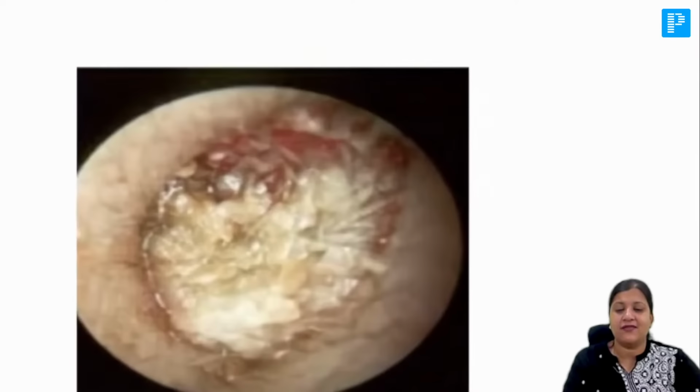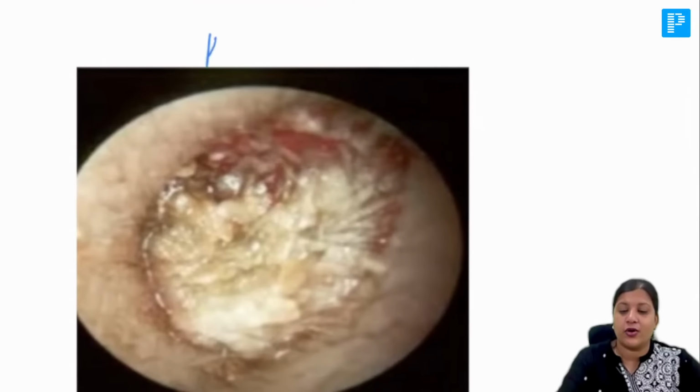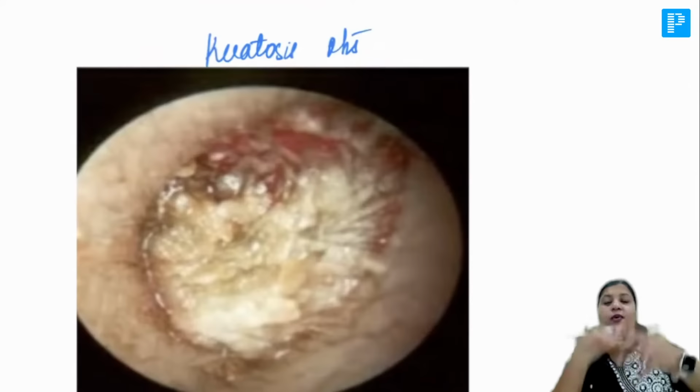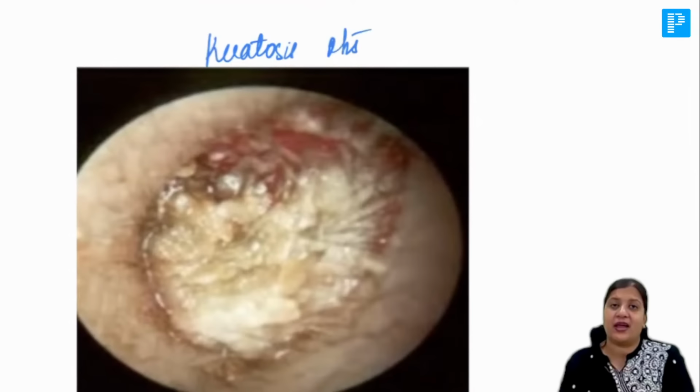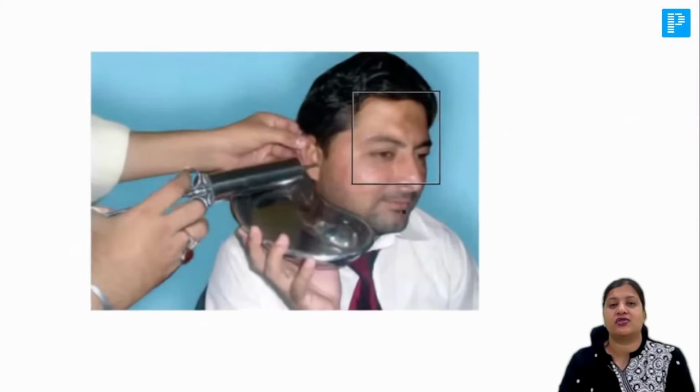This we have seen where you see that there is accumulation of desquamated epithelium, one layer over another layer over another layer. What do we call this as? This is called as keratosis obturans because of ciliary motility defect with this accumulation of keratin where one layer over another layer results in pain and hearing loss. It could be associated with other ciliary motility disorders.